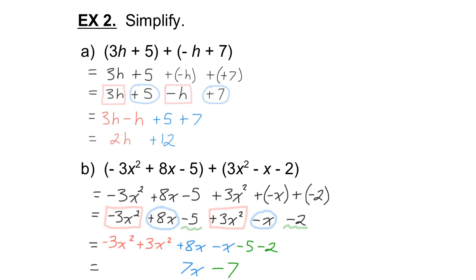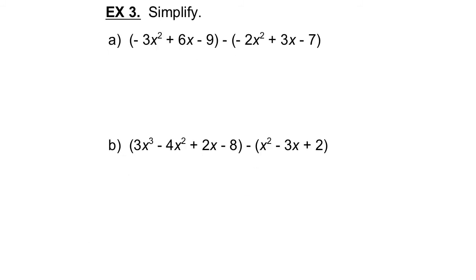Now here, don't forget your signs. Minus 3x squared plus 3x squared. Well, if you have negative 3 plus 3, that's 0. So if you wrote 0x squared, technically that's correct, but it just means nothing. You have 0x squared, that just means you don't have any. So you don't even have to write anything. 8x minus x, you're left with 7x. Negative 5 minus 2 is negative 7. So hopefully you were able to come to this as your simplified expression. If not, try to find where your error was in my solution. And if you have trouble, let me know.